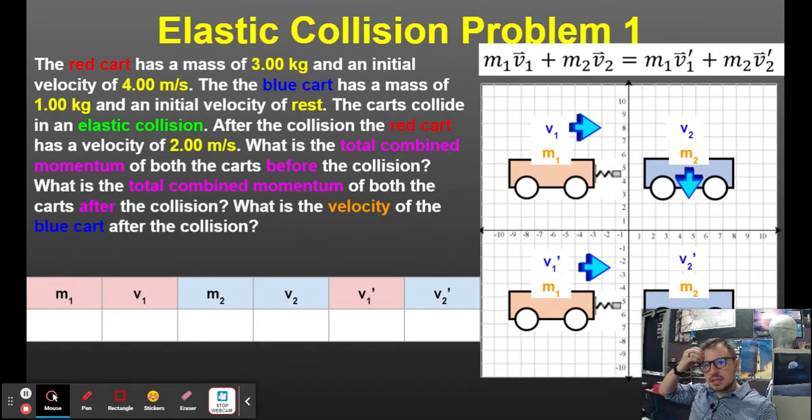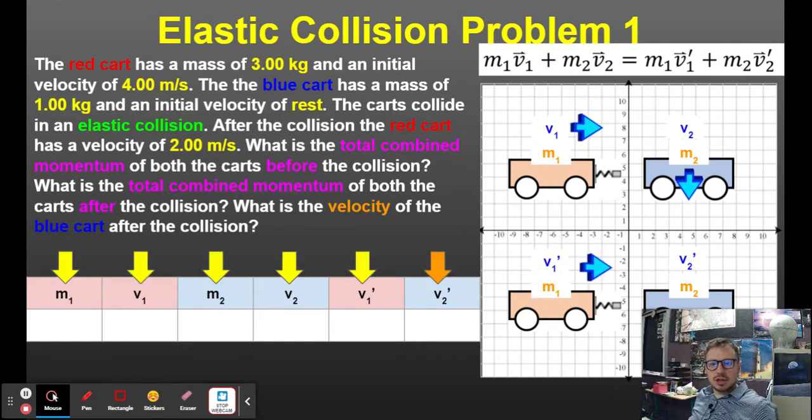The red cart has a mass of 3 kilograms and an initial velocity of 4 meters per second. The blue cart has a mass of 1 kilogram and an initial velocity of rest. The carts collide in an elastic collision, so they bounce off each other. After the collision, the red cart has a velocity of 2 meters per second. What is the total combined momentum of both carts before the collision? What is the total combined momentum of both carts after the collision? What is the velocity of the blue cart after the collision? A lot to take in there, right?